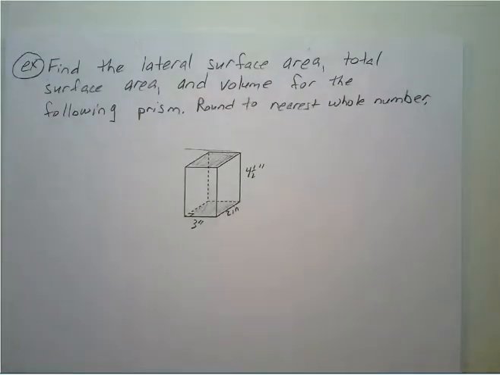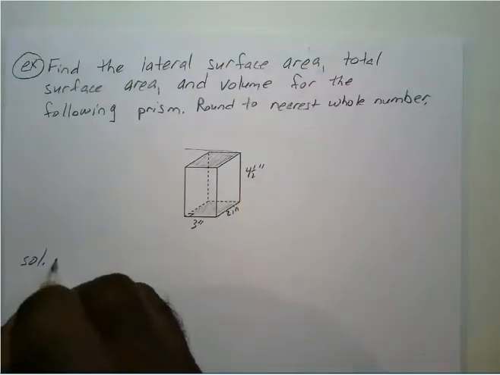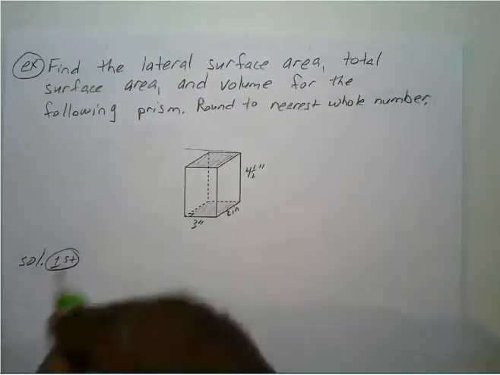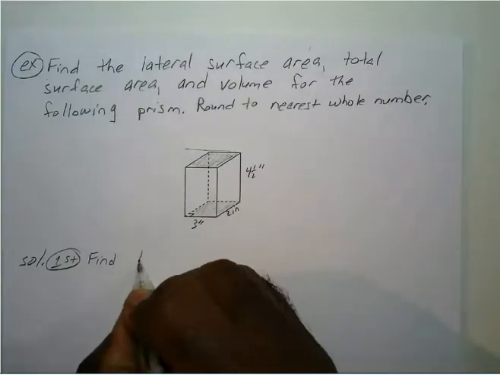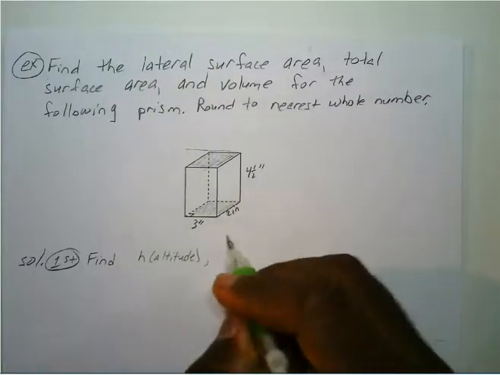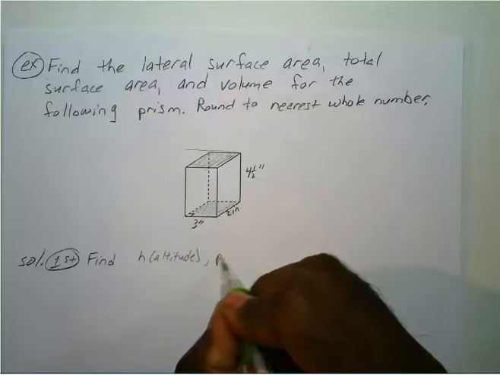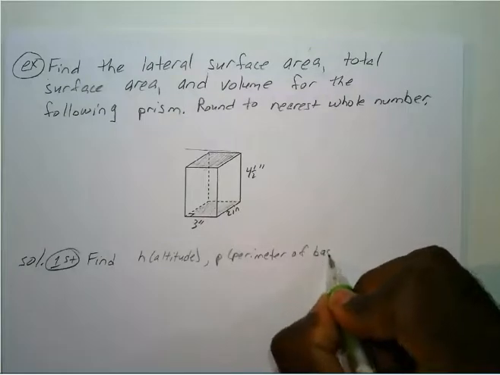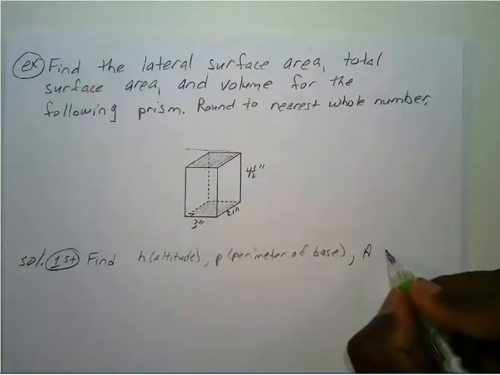Okay, so what if we wanted to find the lateral surface area, the total surface area, and the volume for this following prism? And we want to round our answer to the nearest whole number. All right, so the first thing you always do when you're looking for surface area, total surface area, or volume is you want to find your altitude, you want to find the perimeter of the base, and you want to find your area of the base.